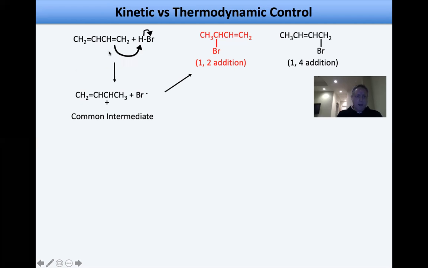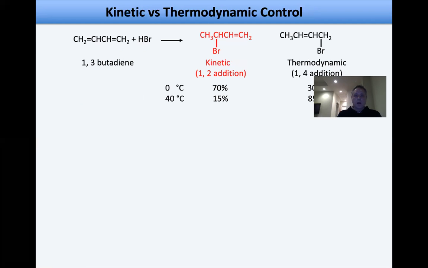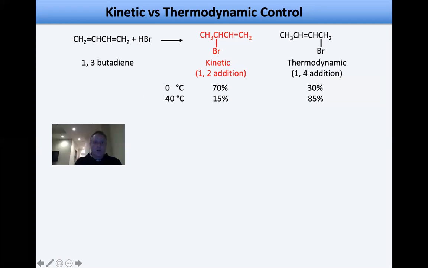So the mechanism of the reaction is that the pi electron will attack this proton here, generating a bromide anion, and you have this common intermediate that can then be converted into one of the two products, the 1,2 addition or the 1,4 addition product. And it turns out that if you conduct this reaction at different temperatures, what you see is strikingly different yields.